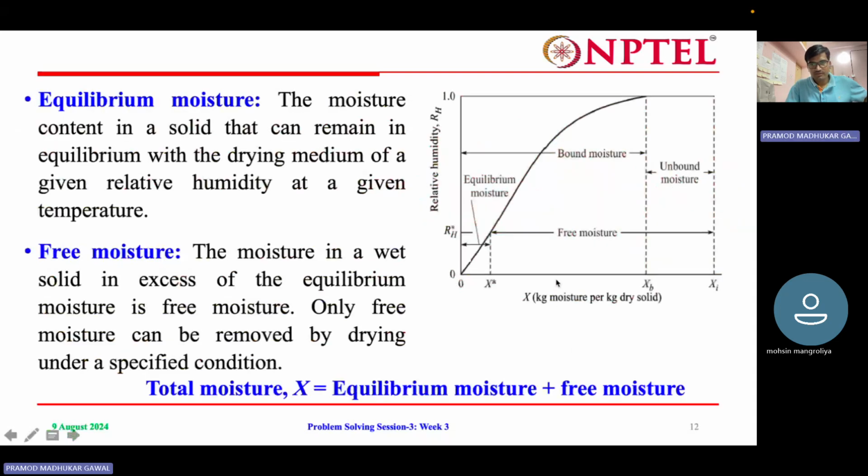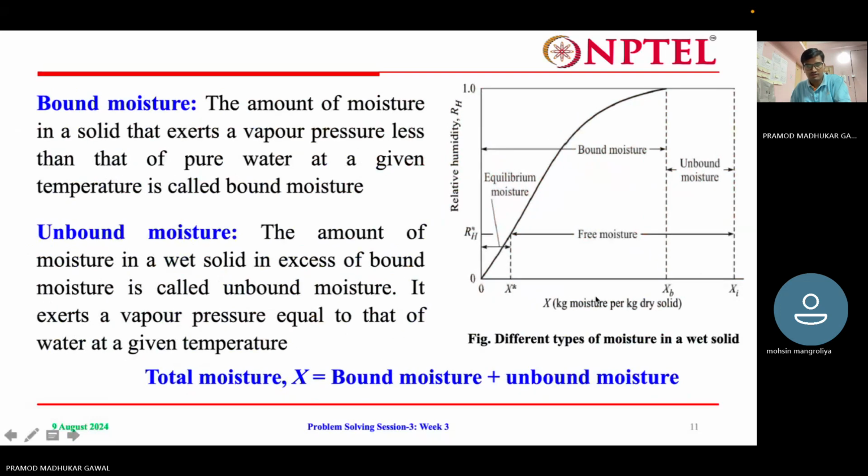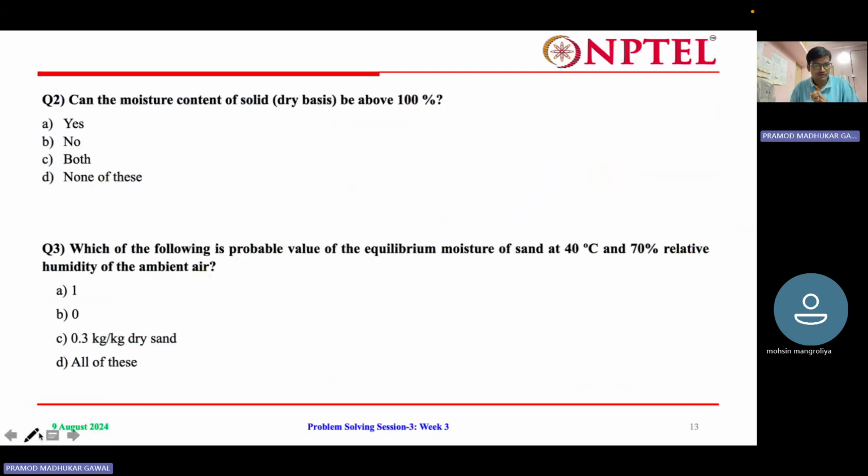So here is a graph. This asked right here: the probable value of the equilibrium moisture of sand at 40 degrees Celsius, 70% relative humidity. So first, go to the options.